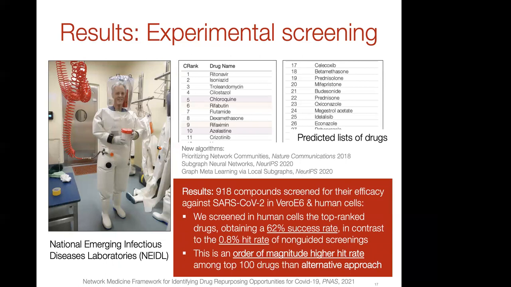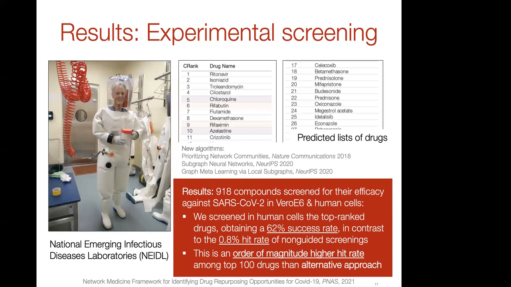First in African monkey, via E6 cells, which was a model organism for this pathogen. And then later on, they also did experiments in human cells. So without going too much into details, the results showed that by screening top-ranked drugs in human cells, we obtained a near 62% success rate, meaning that 62% of compounds that were predicted were shown in experiments to inhibit growth of virus in different conditions and at different dosage levels.